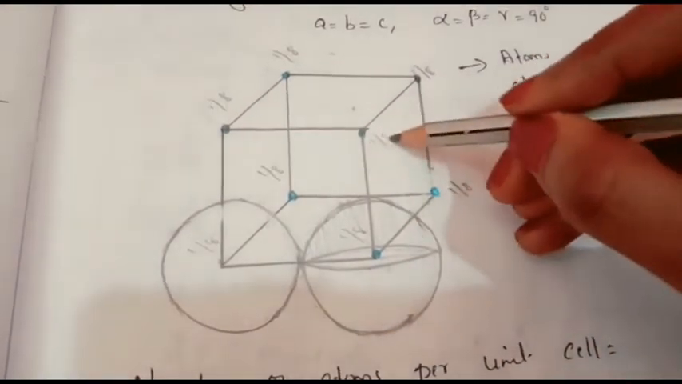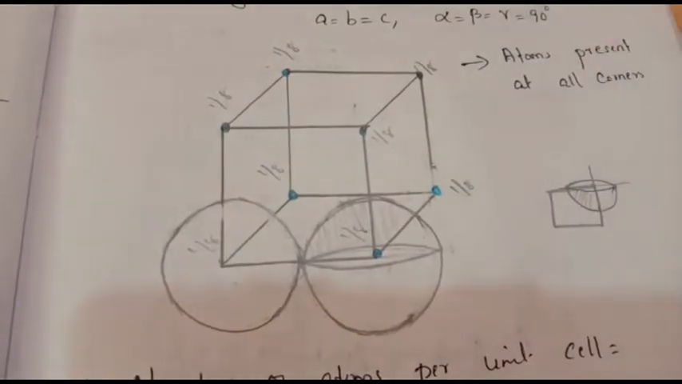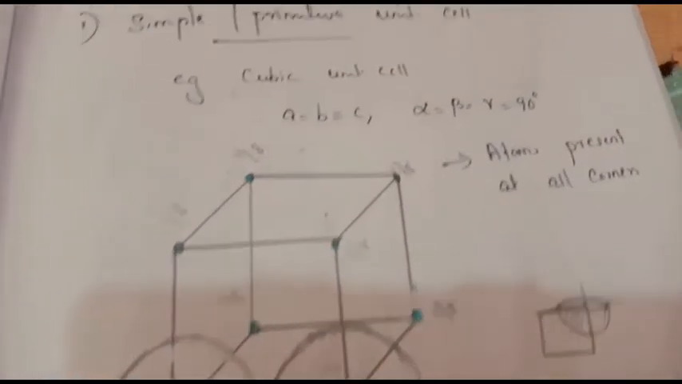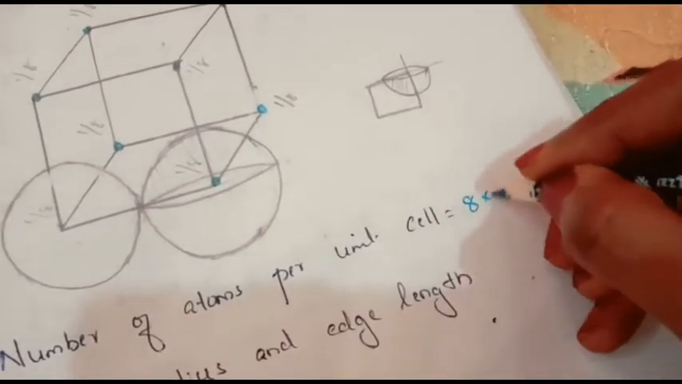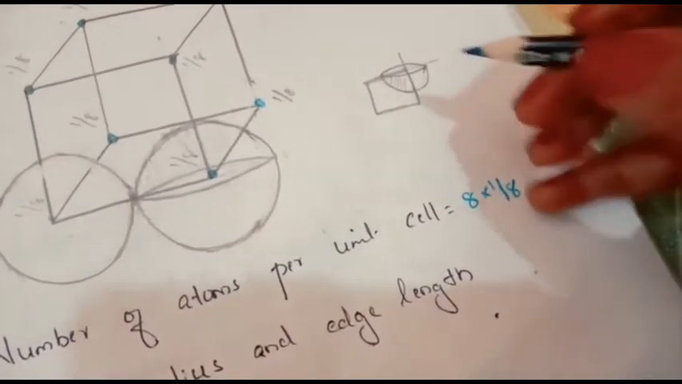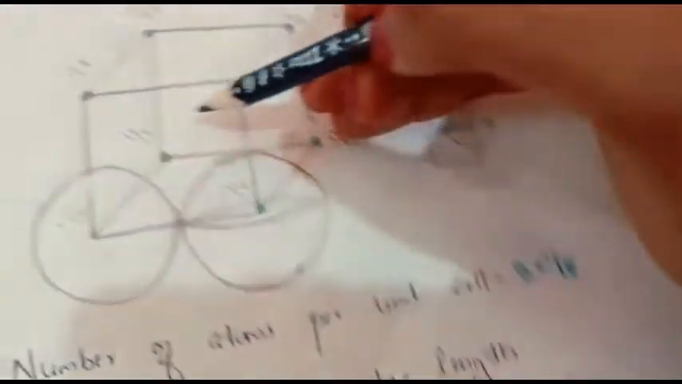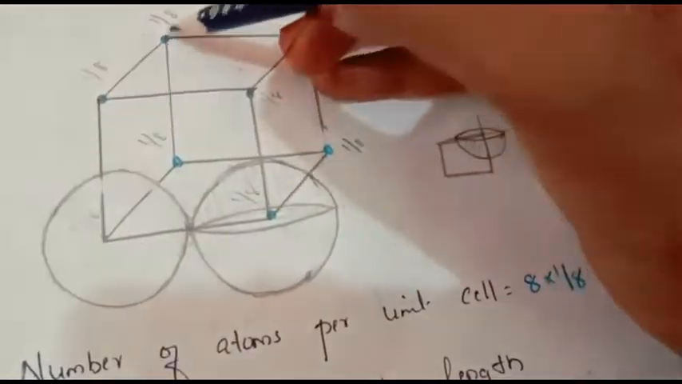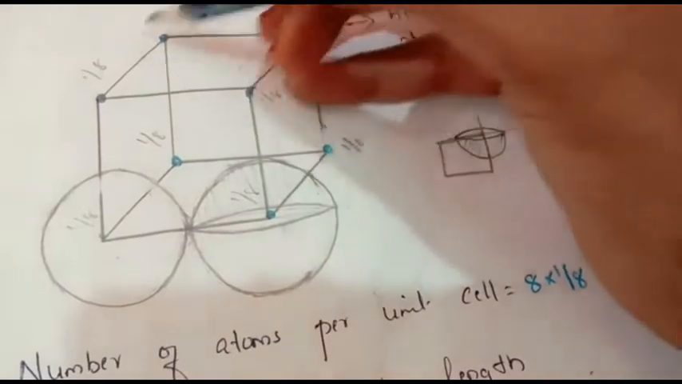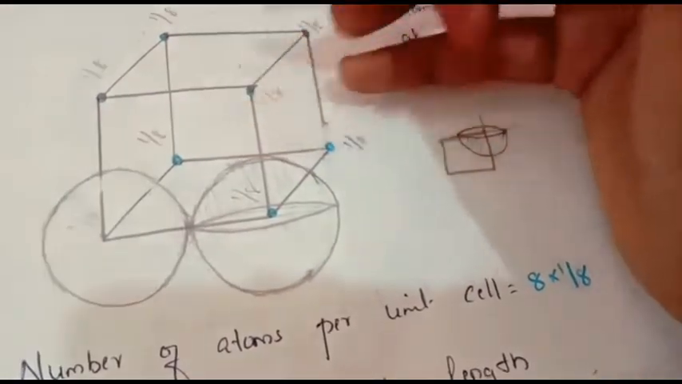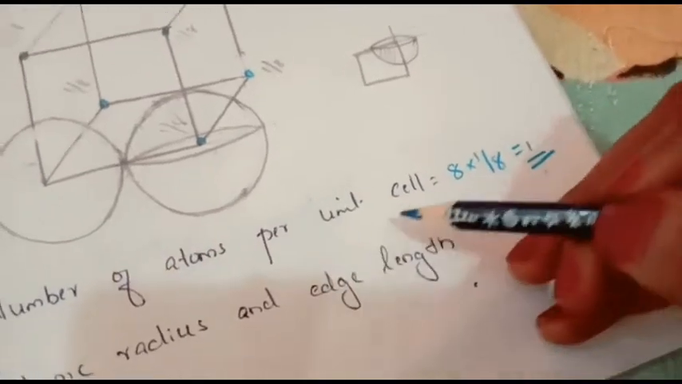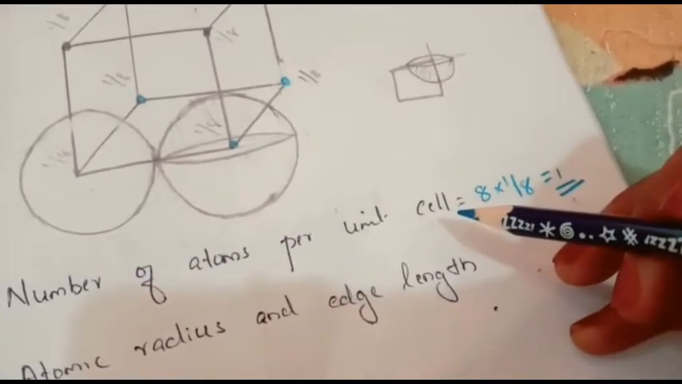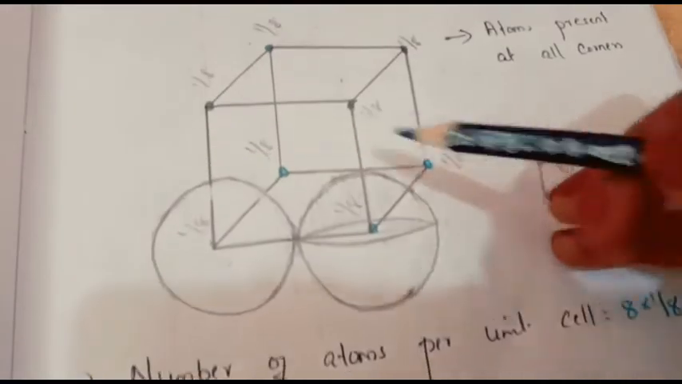So in total, how many 1 by 8 are there? Total 8 corners are there, so total 8 times 1 by 8. So 8 multiplied by 1 by 8, because this is a unit cube. This unit cube will get only 1 by 8 from each corner. Total 8 corners, so 8 into 1 by 8 is 1. So the number of atoms per unit cell in a simple cube is only 1. It is not 8. It is only 1.